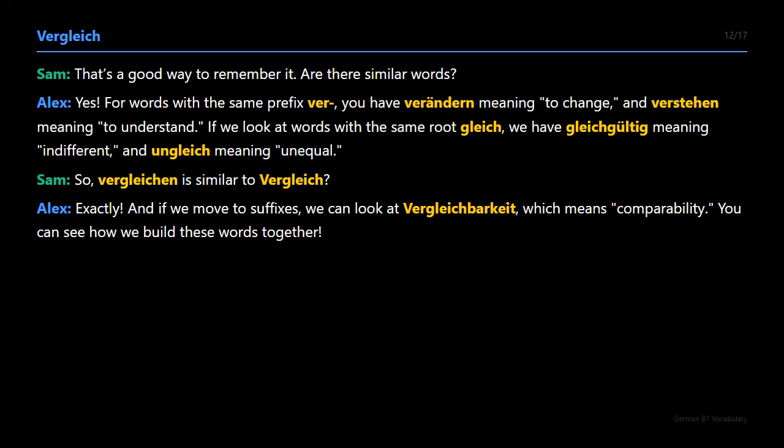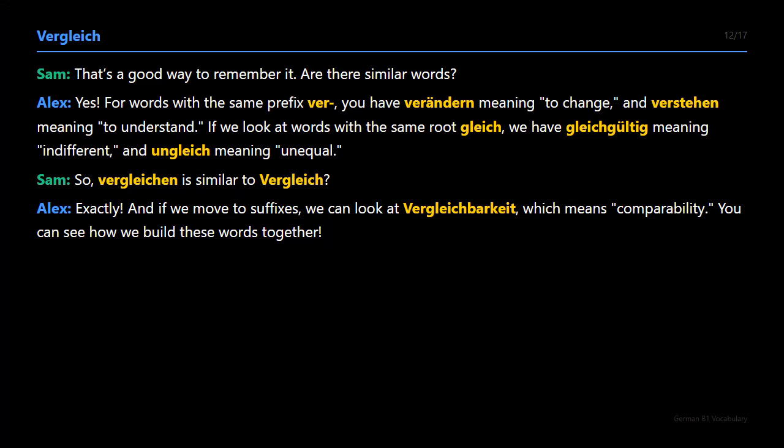Are there similar words? Yes. For words with the same prefix ver-, you have verändern, meaning to change, and verstehen, meaning to understand. If we look at words with the same root, gleich, we have gleichgültig, meaning indifferent, and ungleich, meaning unequal.